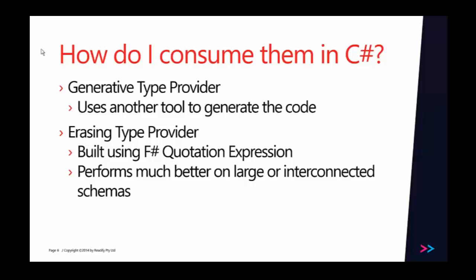The other difference is that when you use the generative type provider, it generates the types and doesn't generate a wrapper around the types, so you can directly expose them in C#. Whereas erasing type providers don't generate the actual types, so you have a bit of a harder problem exposing that in C#. The bad thing is that the new type providers are generated using erasing type providers, so you probably have a bit of a problem exposing them in C#.